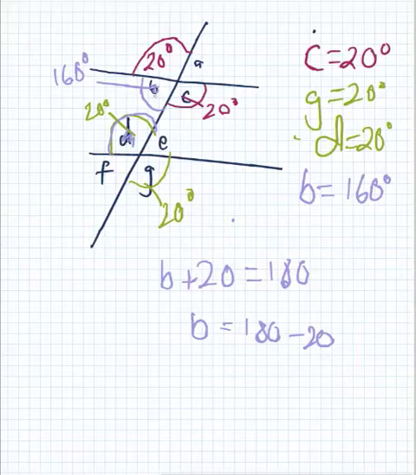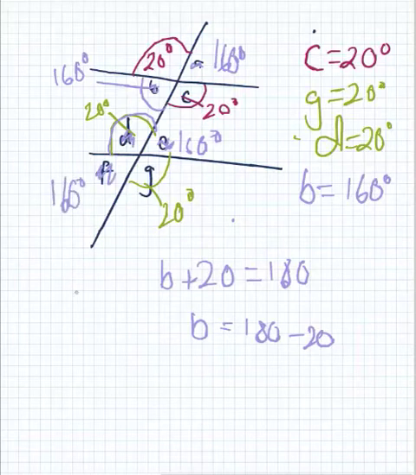Because have a look. If that's 160 here, that means A is vertically opposite. So A is going to be 160. If that's 160 out here, that means its corresponding angle is E. One on the inside, one on the outside. So E is also 160. And now F is vertically opposite to 160. So F is also 160. And have a look at that, we're done.